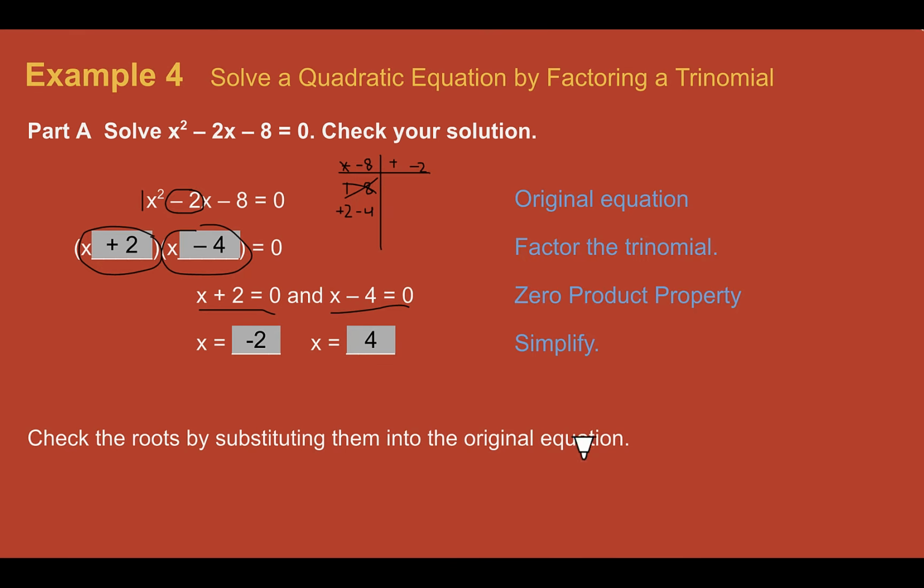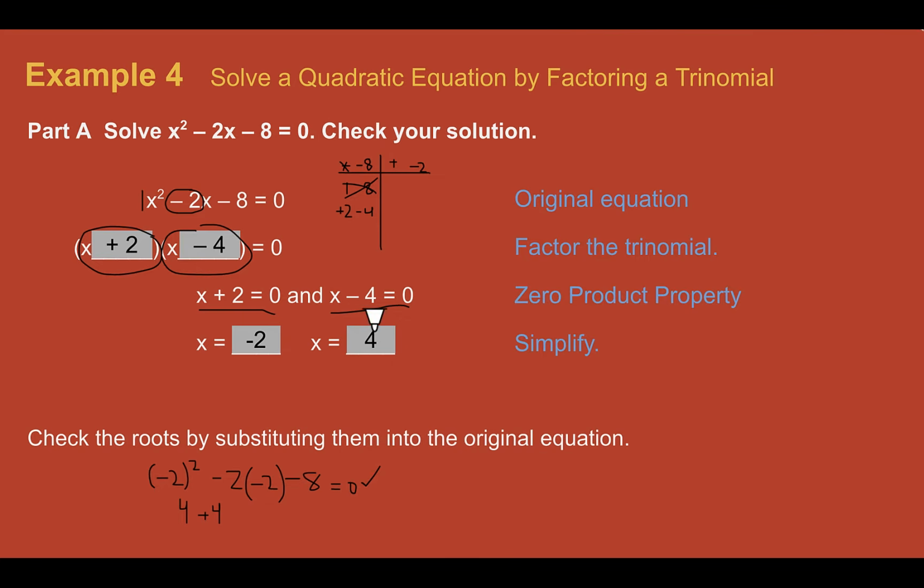Again, we were wanting to check our answers. So when I would do that, I'd plug in my values. So negative 2 squared minus 2 times negative 2 minus 8. And I want to see if I get 0 as my answer. So negative 2 squared is 4. Negative 2 times negative 2 is positive 4. So 4 plus 4 is 8 minus 8 equals 0.